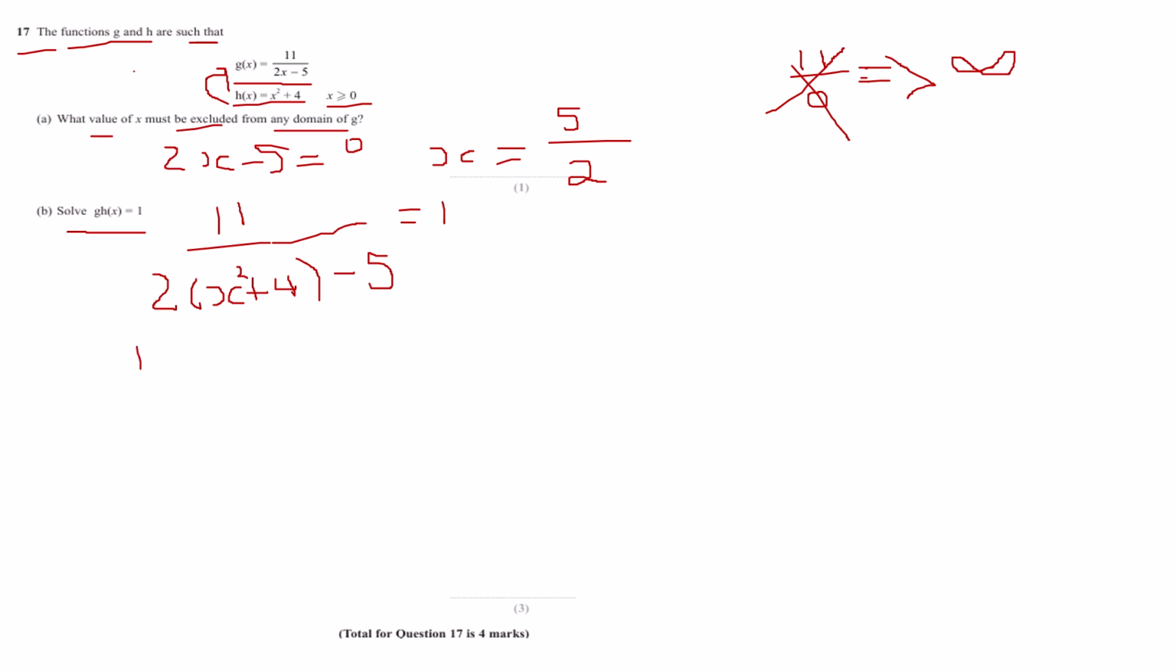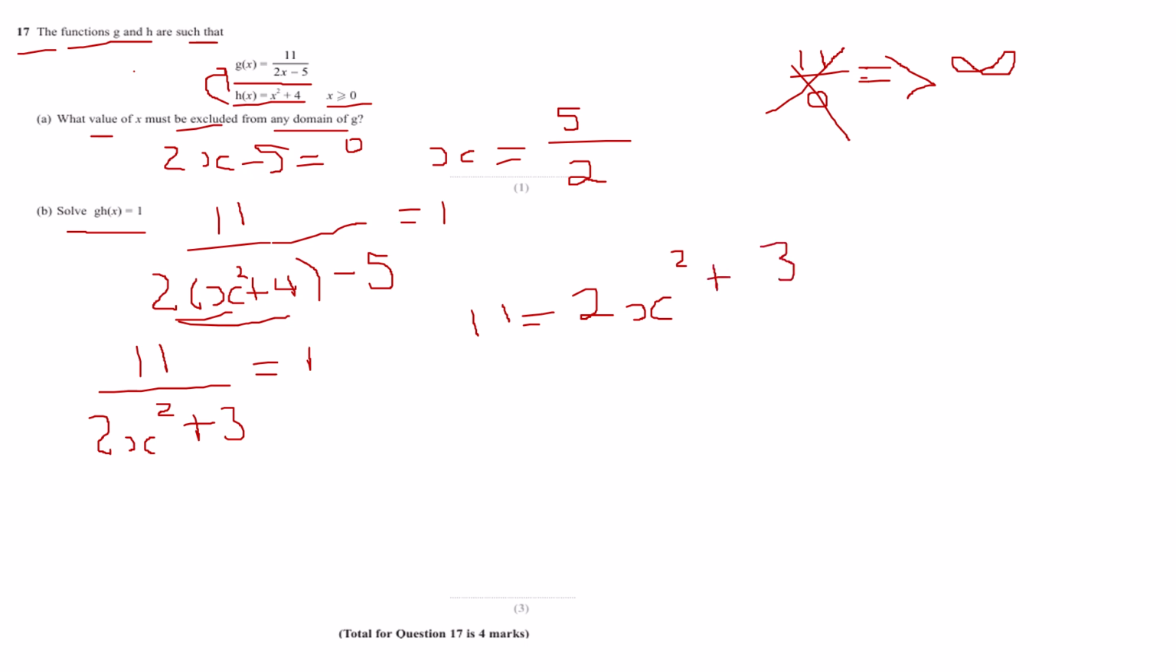Okay, next part, so let's expand on the bottom, our denominator. So we're going to have 2x squared plus 8 minus 5, so that'll be 2x squared plus 3. Once I collect my like terms, because you have plus 8, and then plus 8 minus 5 is equal to 3. That's equal to 1. I'm now going to times both sides of my equation here by 2x squared plus 3 to get rid of the fraction on the left hand side. So we're going to have 11 equal to 1 lot of 2x squared plus 3. Because 1 times anything makes anything.